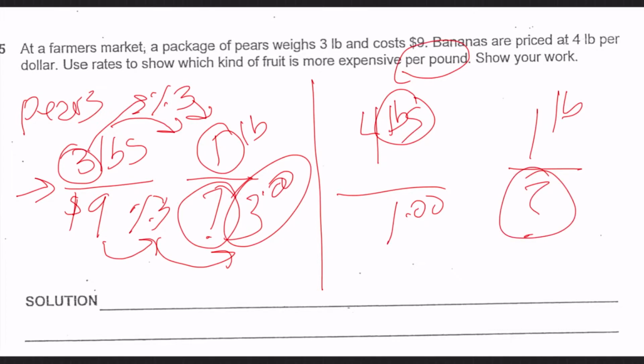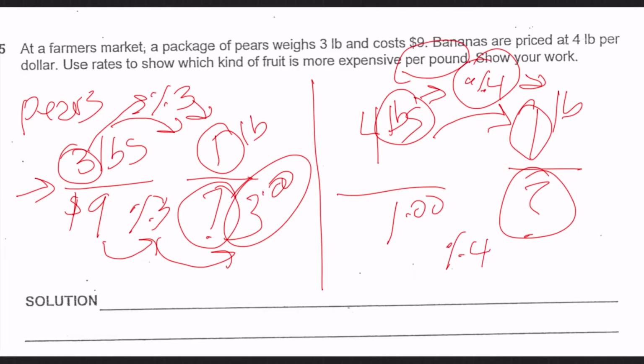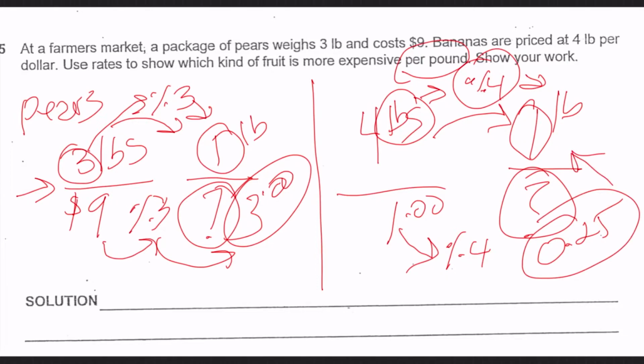Well, if we look up on the top here, how did we get from 4 to 1? Well, we divide by 4, right? So 4 pounds divided by 4 equals 1 pound. And whatever we do to the top, we've got to do to the bottom. So $1 divided by 4 is 0.25, or 25 cents. So we're looking at 25 cents for 1 pound of bananas and $3 for 1 pound of pears.